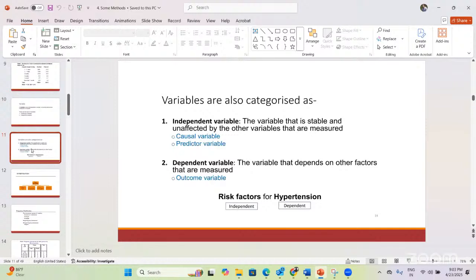Variables are categorized on their characteristics. Suppose the risk factor hypertension. We are exploring hypertension, we want to know about hypertension as an outcome variable. Hypertension depends on our lifestyle, on our occupational things, on our socio-cultural background. So hypertension is our dependent variable, and these other variables are called independent variables, which affect hypertension maybe directly or indirectly.